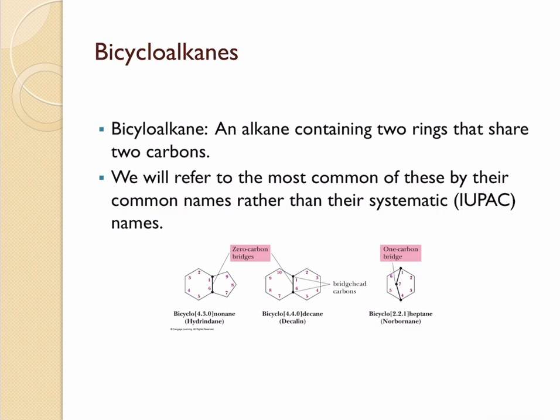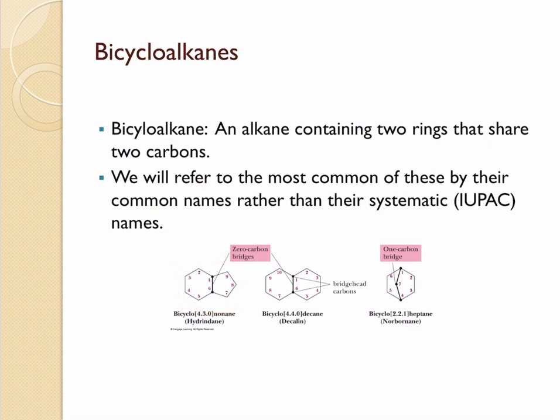Now here are some examples of bicycloalkanes for which the IUPAC name and the common name have been given. Now let's see how to get the IUPAC name for these compounds. Let's take a look at the first compound. This is a bicycloalkane, and the total number of carbons present in this is 9, and therefore the parent name is nonane. You have to put the prefix bicyclo in front because this is a fused two-ring structure.